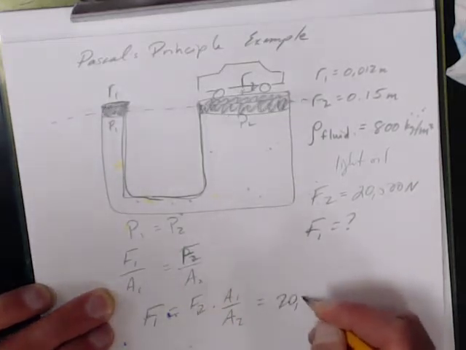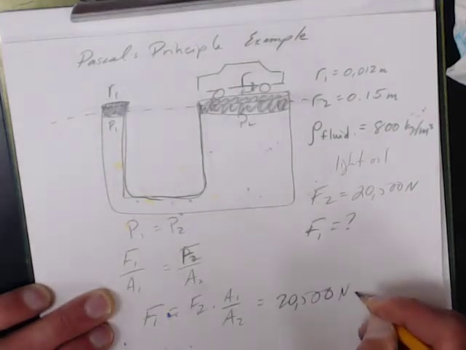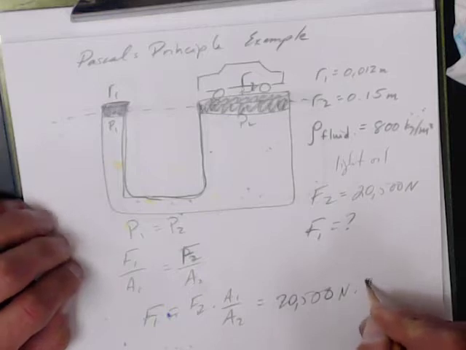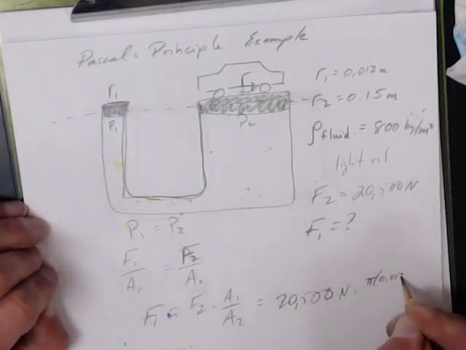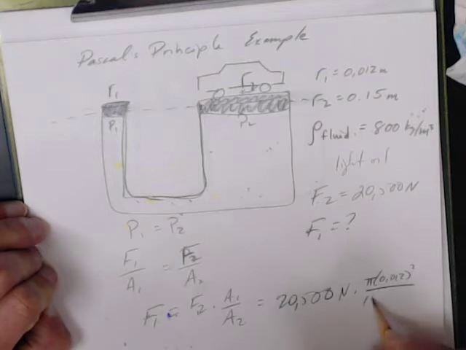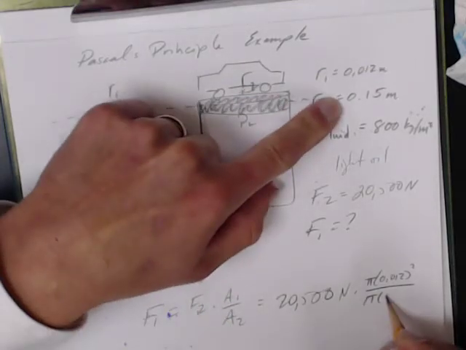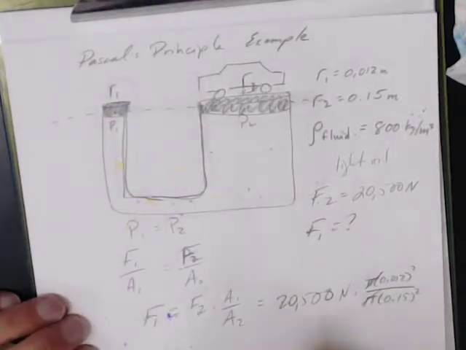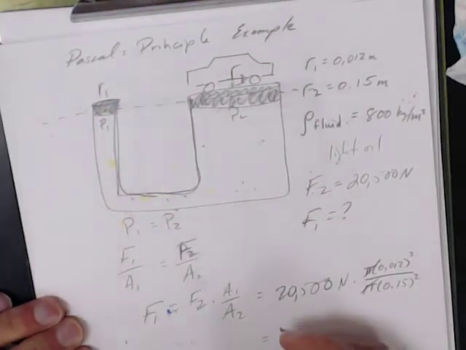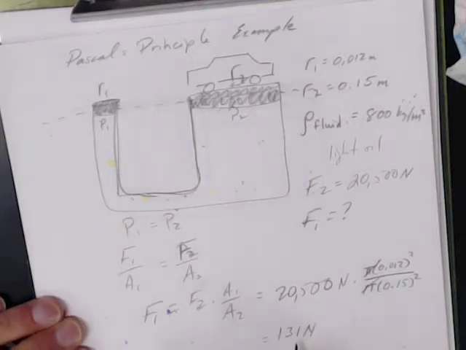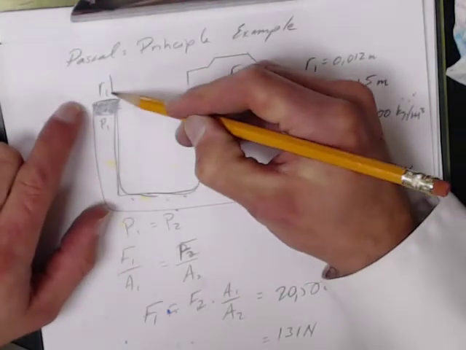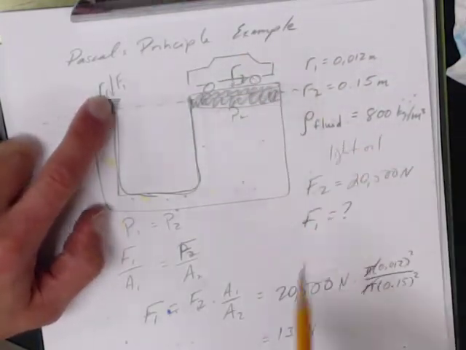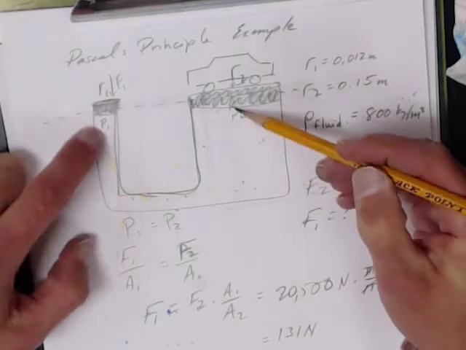Force 2 is 20,500 newtons times A1, which is pi 0.012 squared, divided by pi, area 2, 0.15 squared. The pi's cancel out. When you multiply all of this out, you're going to get 131 newtons. So, look, I don't have to press very hard here to hold this car in place. But what happens when they're not at the same place?